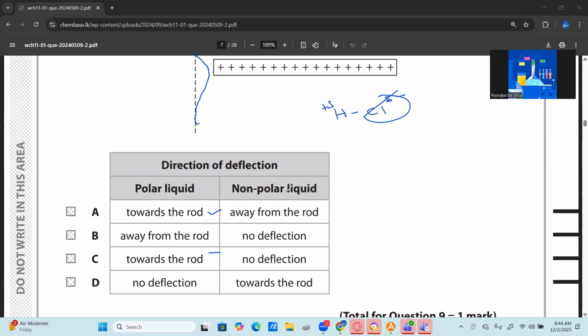If it's a nonpolar liquid, like hexane, something like that, there won't be any deflection because nonpolar ones don't have any charges. So they will just flow without any deflection. So the correct answer is C. Then we'll see the next one.